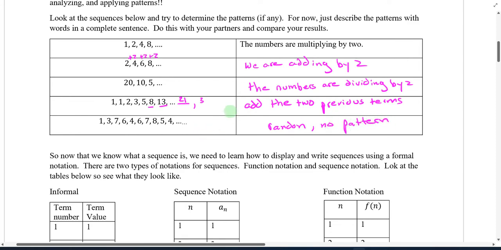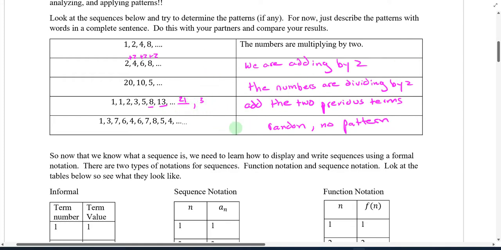So one of the major things you want to be able to do as we go through this unit is to look at a list of numbers or a sequence and try to determine what the pattern is. It's usually step one in any of the problems that we do concerning a sequence. All right, so let's go ahead and move on.